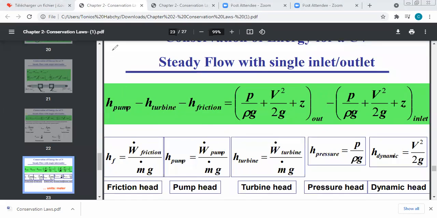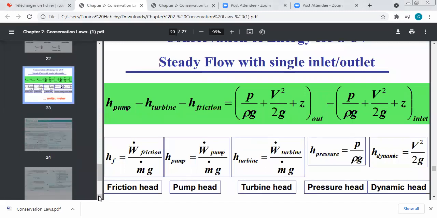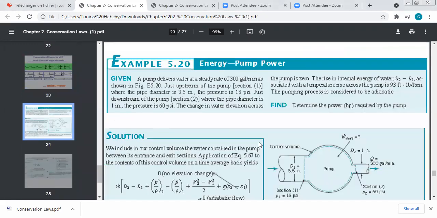Now we will just do some problems to practice on the energy equation. So we have a pump that delivers water at a steady rate of 300 gal per minute. Now don't worry about units. Whenever you have units, you will try to convert them, so here you can work in English units, for example. And if your data is given in meters and pressure in Pascal, then you can work in SI systems.